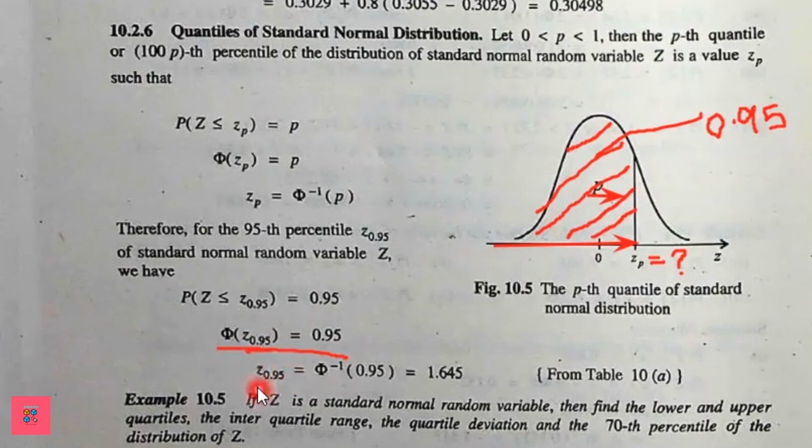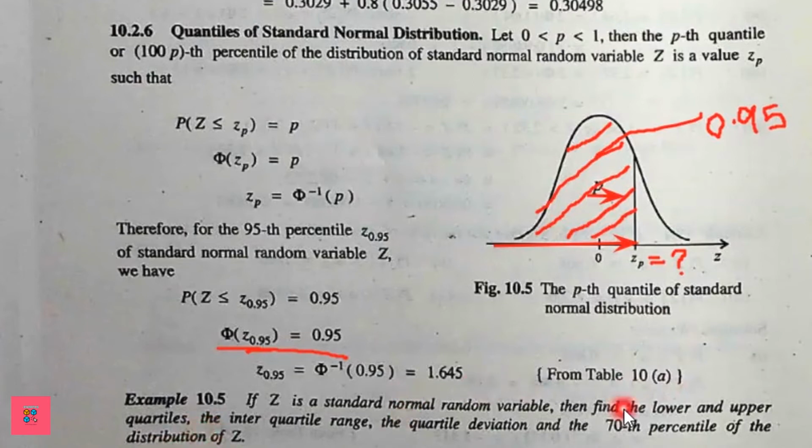So always you have to find a specific point on the Z scale by phi inverse of the probability, phi inverse of the P. We will locate our value in table 10a. It would be 1.645. Now come to the example 10.5.